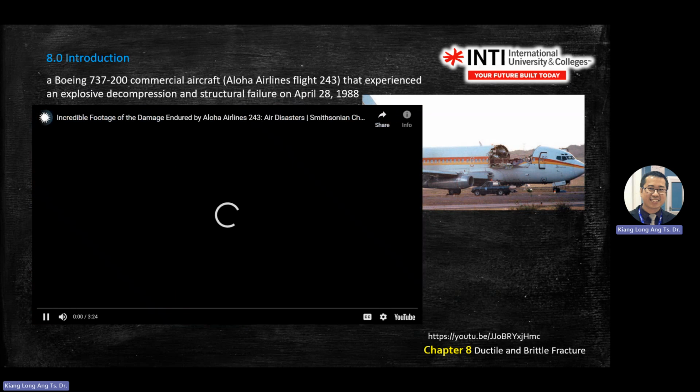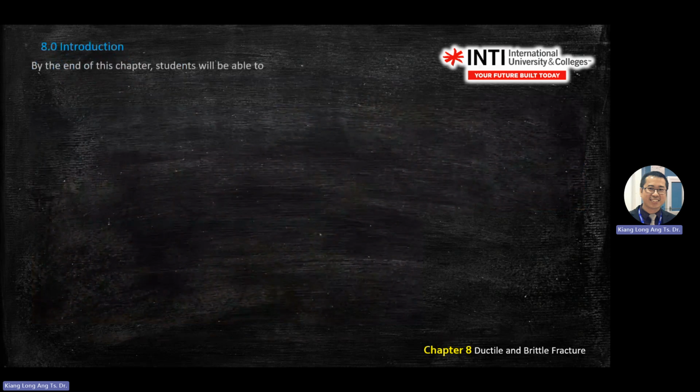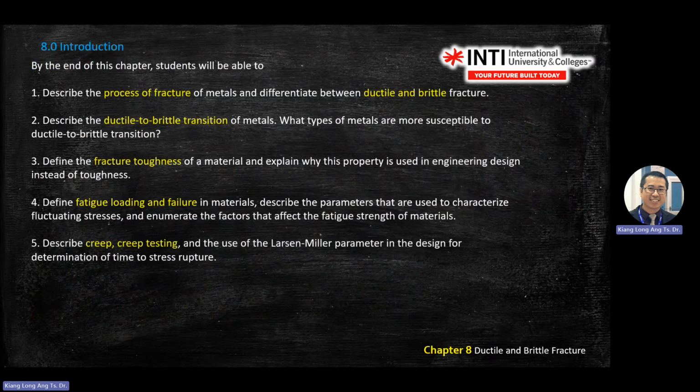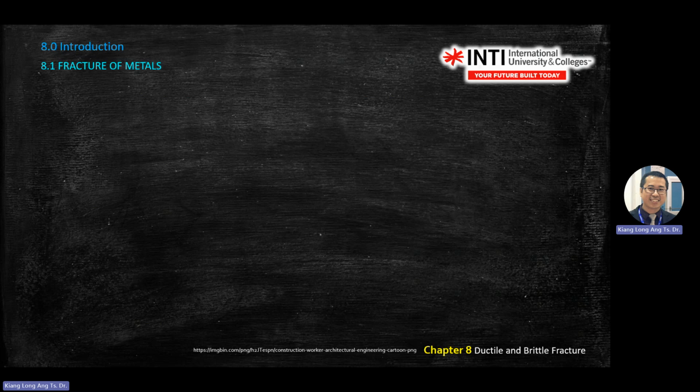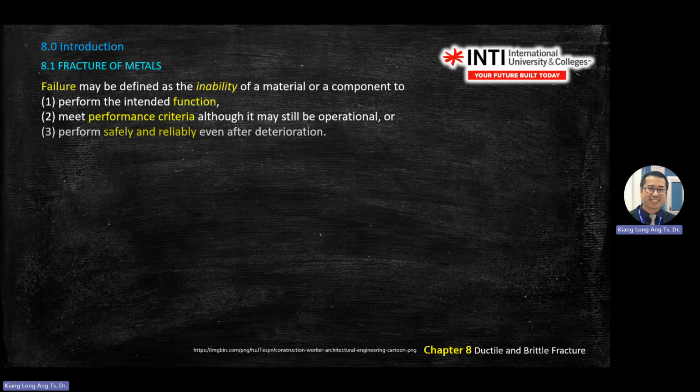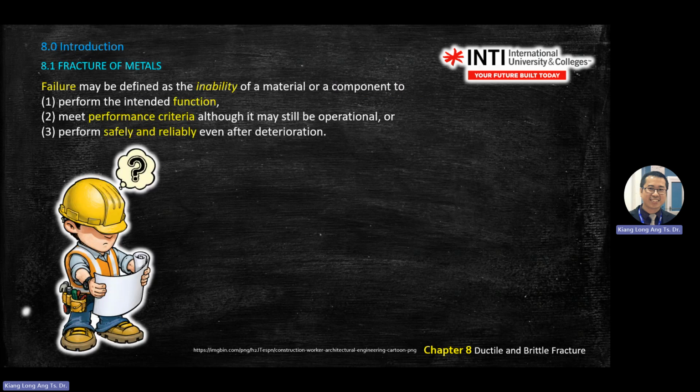Okay, so we see this coverage one. What is important is that we want to find how things fracture. So what is failure in material science or in your design? What is failure? It means the object or the material is unable to do its function. If the material is supposed to hold the tension but is unable to hold the tension, it means it has failed. It fails to meet performance criteria, although it may still be operational.